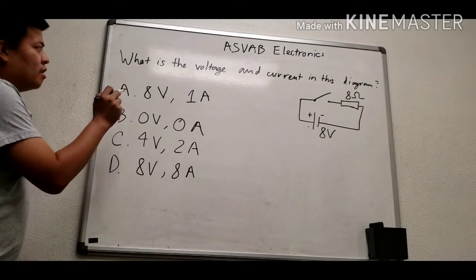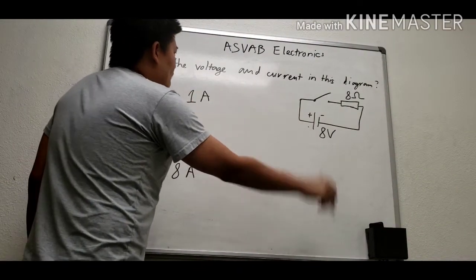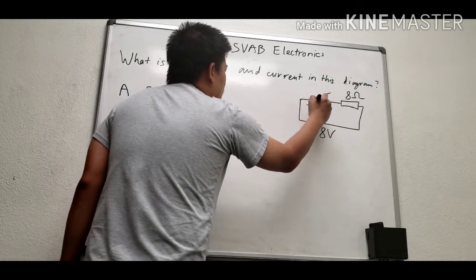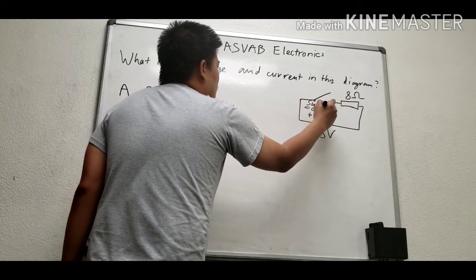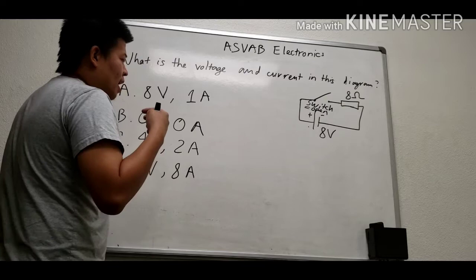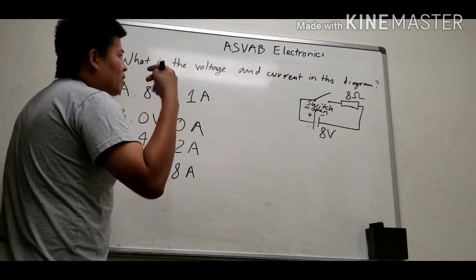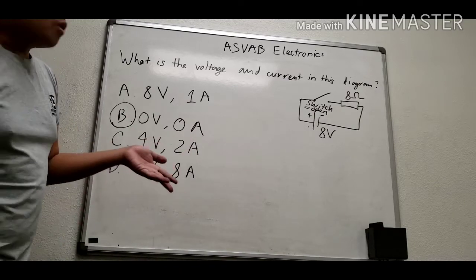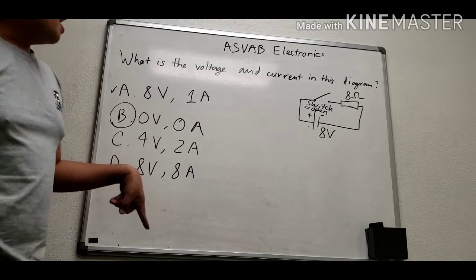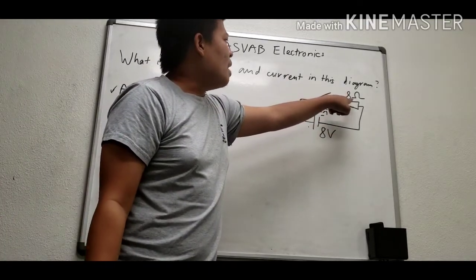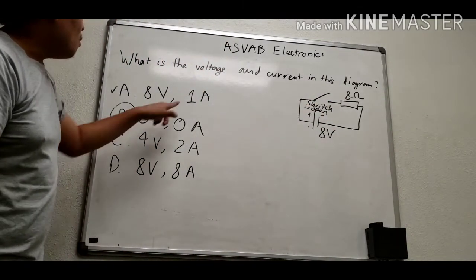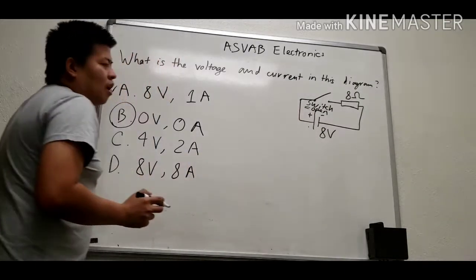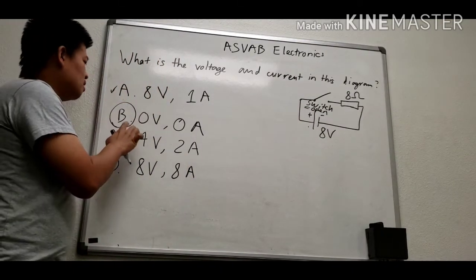Next, I ask like this. What is the voltage and the current in this diagram? We have A, B, C, D. On the diagram, you can see that the switch is open. Therefore, we don't have the current of the electrons, so we don't have the current and we don't have the voltage. So the answer key for this one is B. Be careful that some students will choose A. They think there is a voltage and they calculate the ampere in the resistor, so they put 1, and that's why this is wrong. We need to know that if the switch is open, the answer should be 0. So the answer is B.